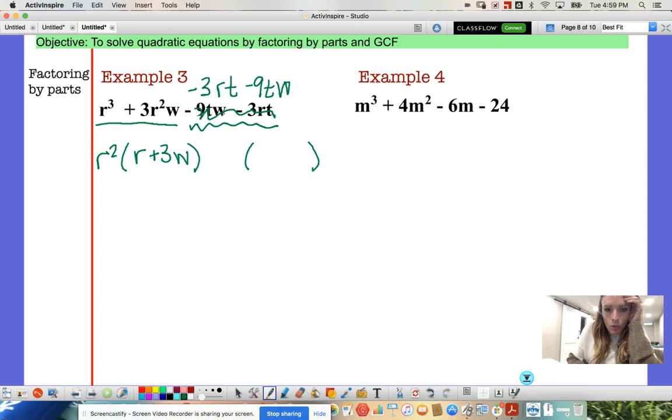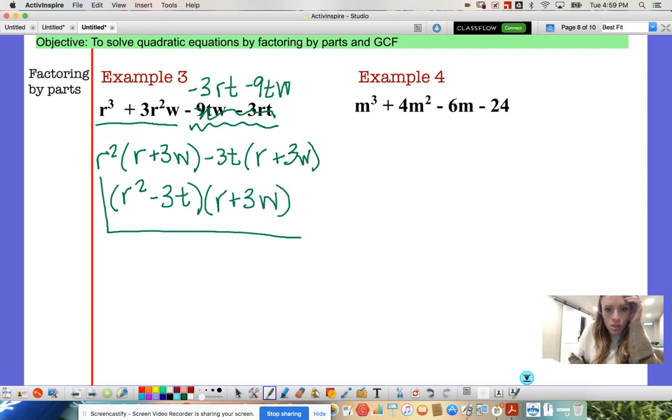So now I would want to leave an r here, so I know I have to take out a negative 3t. That leaves me with r. I know I want a 3w here, so if I take out the negative 3t, that actually does leave me with 3w. Okay, so you can work backwards like that. And again, we have like terms, so that allows us to do r squared minus 3t times r plus 3w. Questions on this one, write them down so your teacher can answer them.